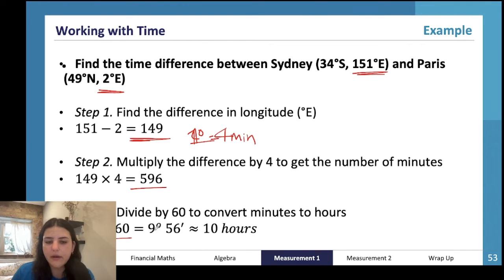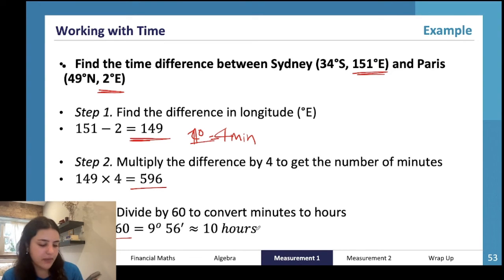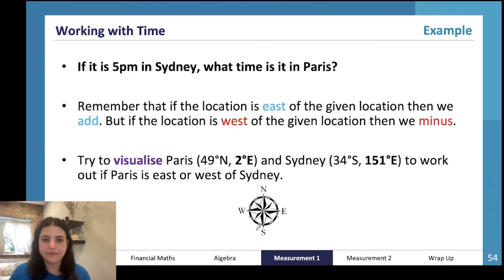So there are 596 in your calculator, which is 10 hours. I'll show you what that looks like. You would go 596 divided by 60 and you would get like 9 something. And then you click this little bubble button and it goes 9 hours and 56 minutes. So that's 10 hours roughly.